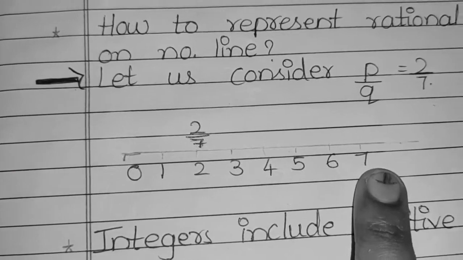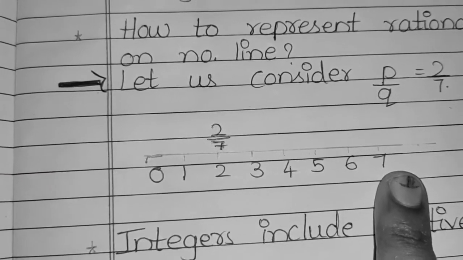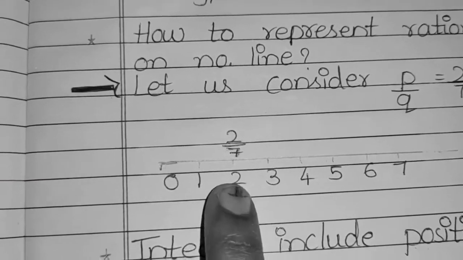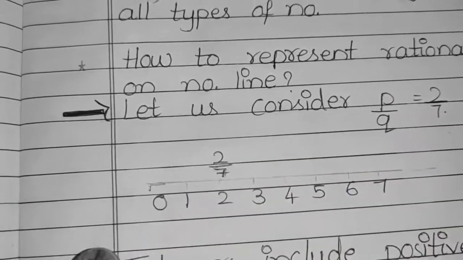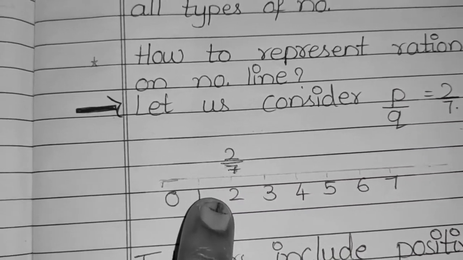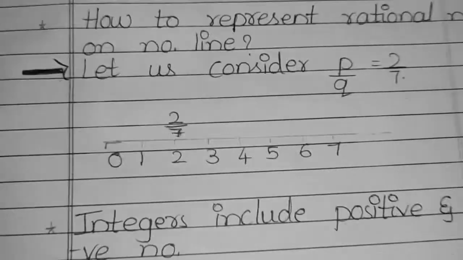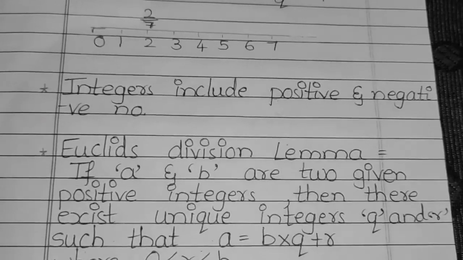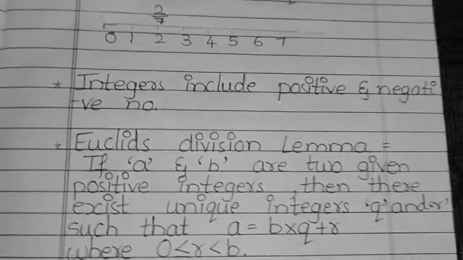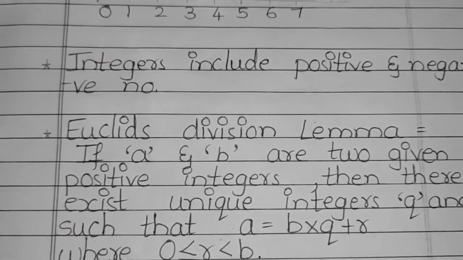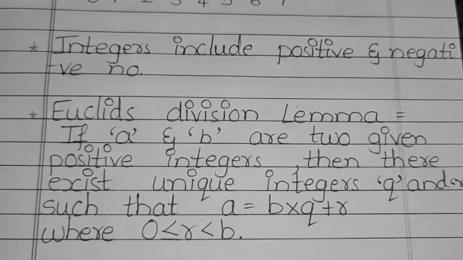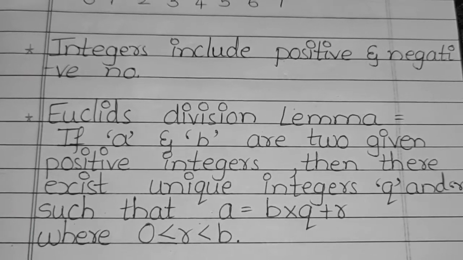Let us draw 7 points on the number line because we have the denominator 7. On the second part, since the numerator is 2, we will write 2 by 7. Integers include positive and negative numbers. As I have told you, integers include positive as well as negative numbers.